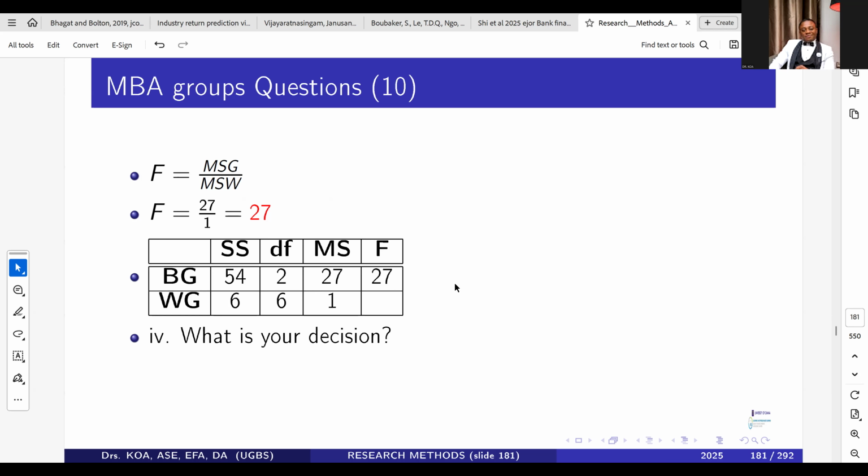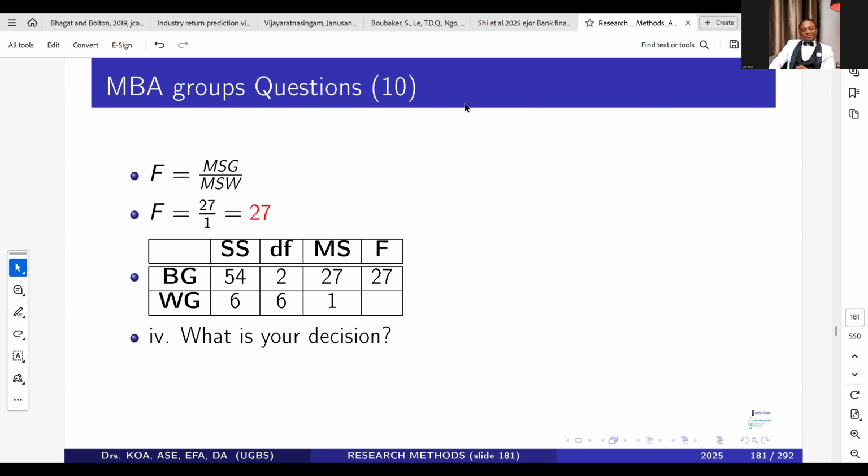Now, what is your decision? That's the next part. Would you say there's a significant difference in the salaries? Well, here is a decision rule, write it down. Whenever the test statistic is greater than or equal to the critical value, we reject the null hypothesis.